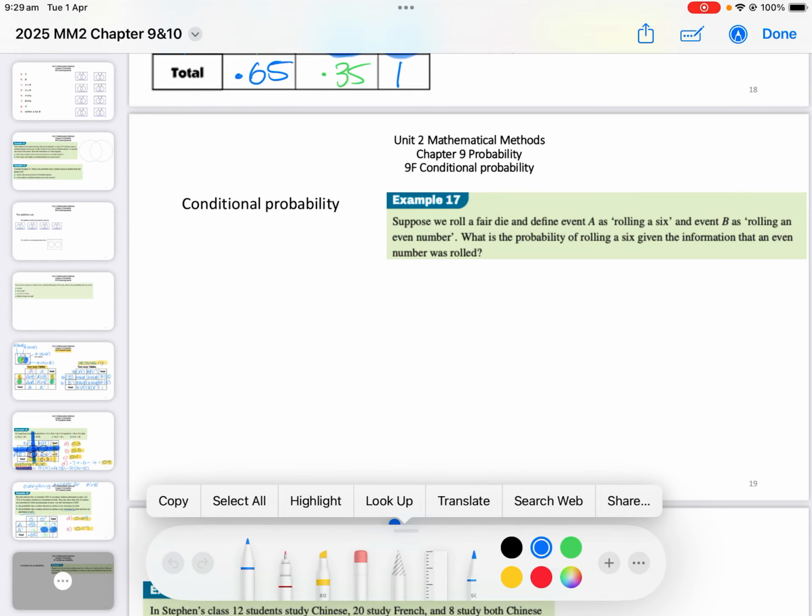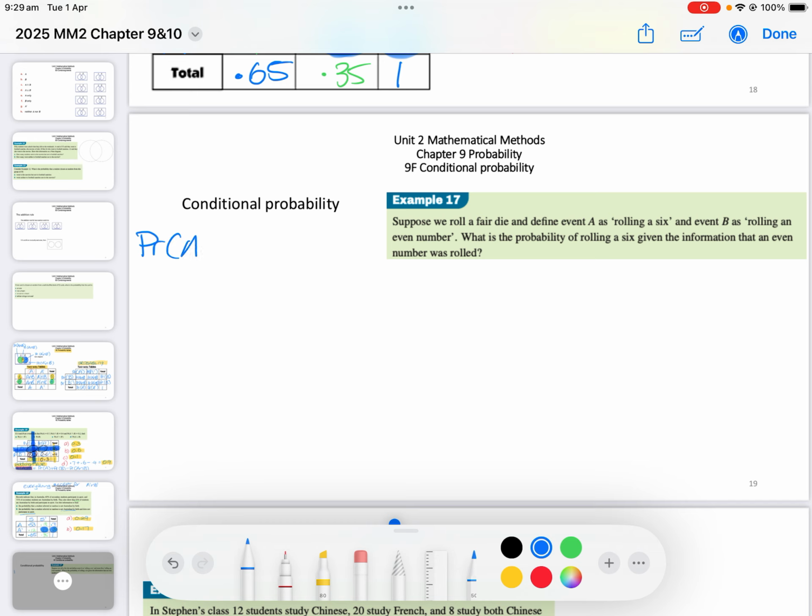Now we're going to start looking at conditional probability. So there's a formula. Let's copy that down. And that's read as the probability of A given B is the probability of A intersect B over the probability of B. So we're just going to write here how we say it.